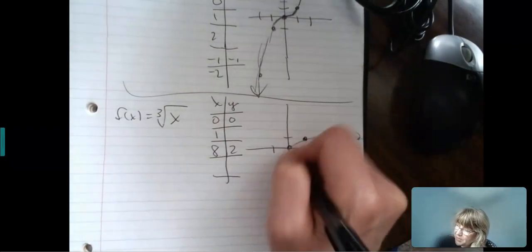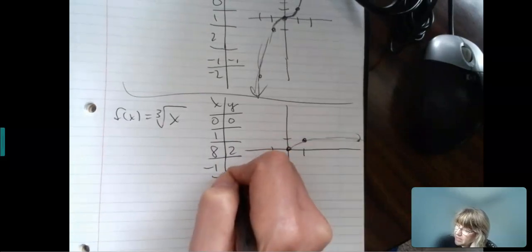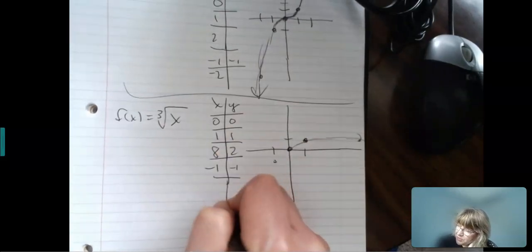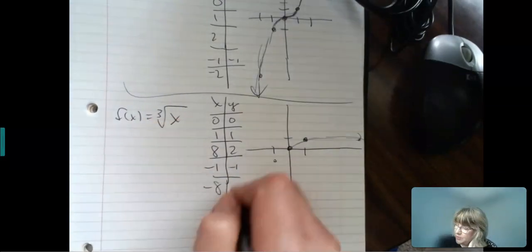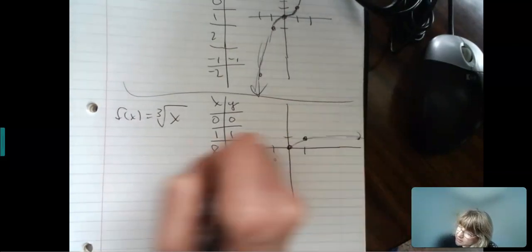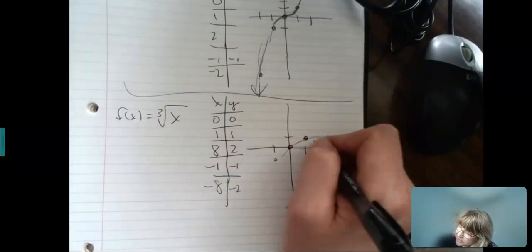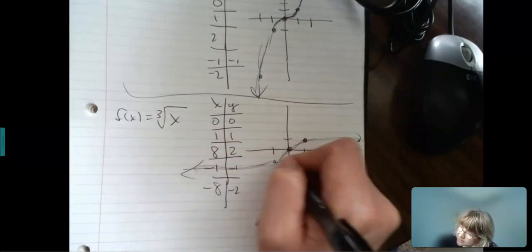Now what's happening on this side? Cubed root of -1 is -1. And you're like, oh, okay. So a good choice might be -8. You want to pick friendly numbers. Cubed root of that would be -2. So way down here. So this guy is going to look kind of like that.